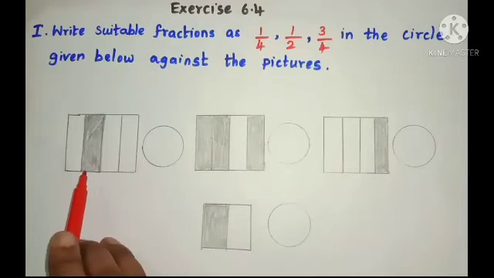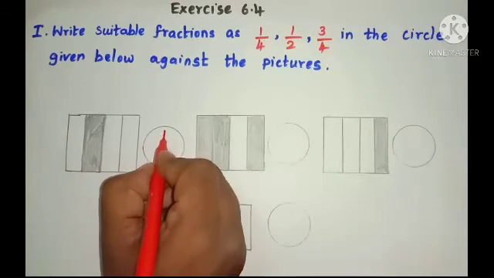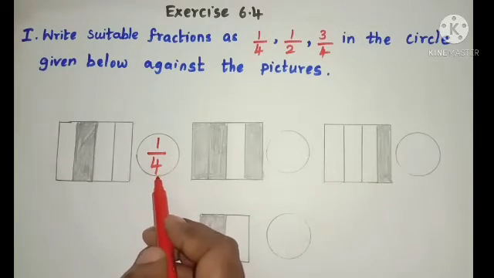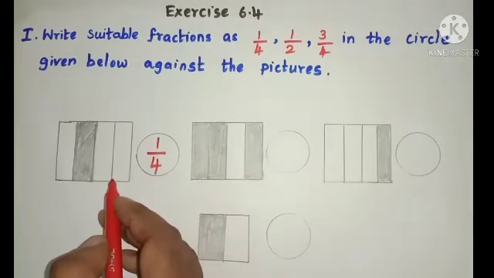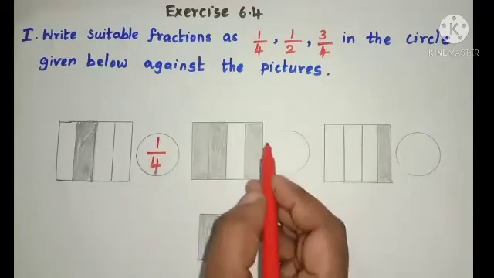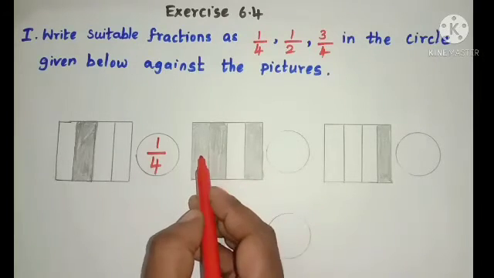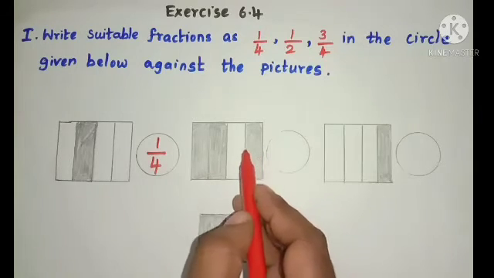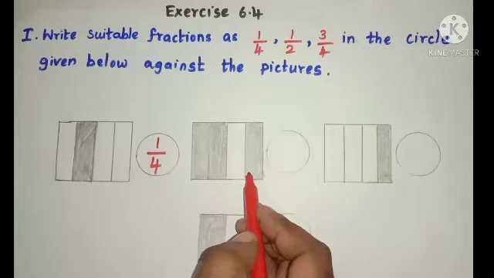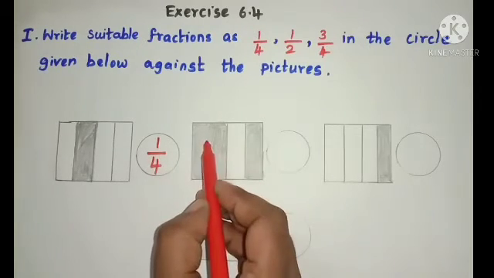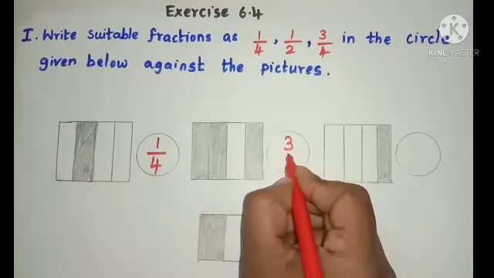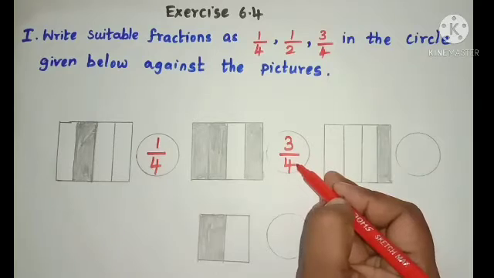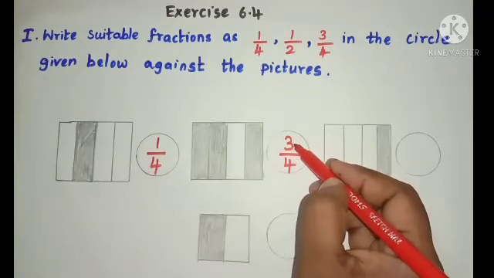So what is the fraction of shaded portion? 1 out of 4. Quarter portion of the square is shaded. And here in the square, 1, 2, 3. 3 parts are shaded from the 4 parts of the square. So what is the fraction of the shaded portion? 1, 2, 3. 3 out of 4. From 4 equal parts, 3 parts are shaded.